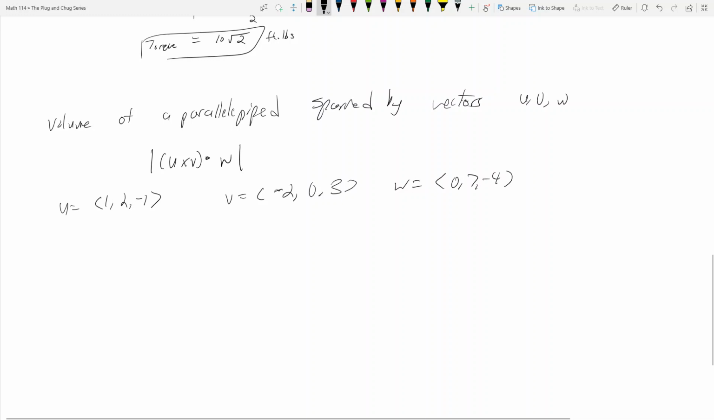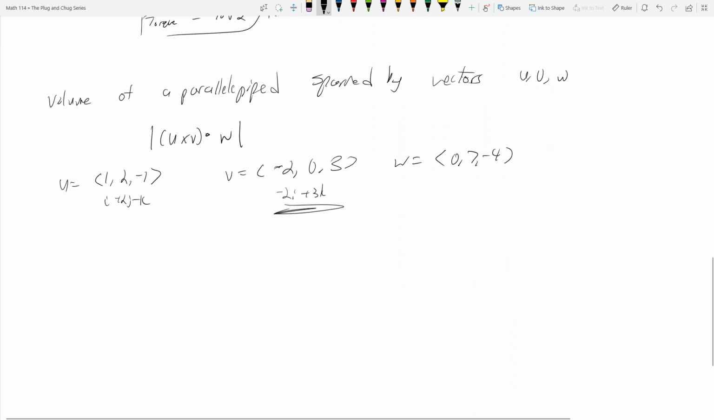And just to make sure you know how to translate between ijk notation and this notation, this is i plus 2j minus k. This is simply going to be 2i plus 3k. They just leave the j out, okay? So if you see 2i plus 3k, remember to put 0 in for j, otherwise you're going to get this problem wrong. And same thing with w: there's not going to be an i term, so this is simply 7j minus 4k. Don't accidentally translate this into the wrong thing, which is what I almost did here. So be careful translating between i, j, k and these vectors.